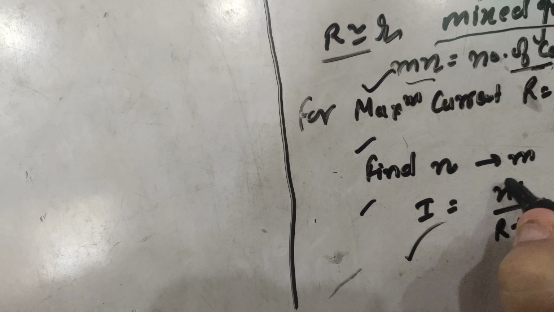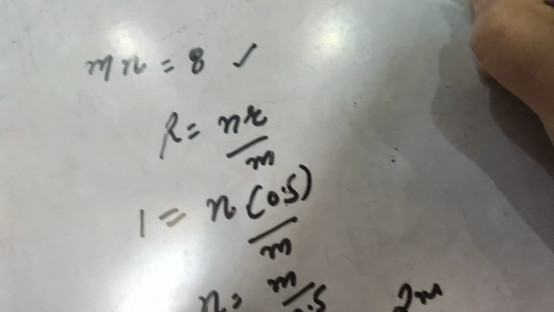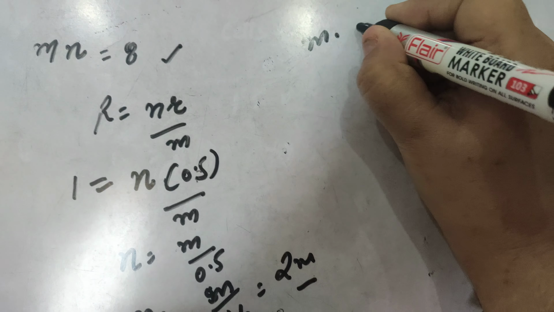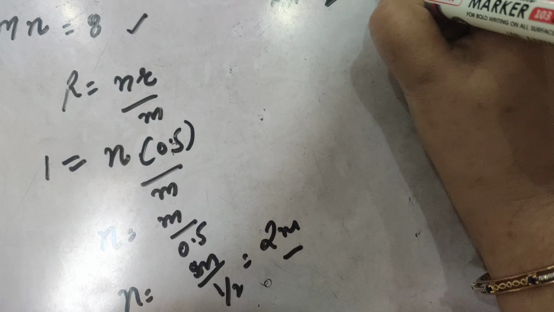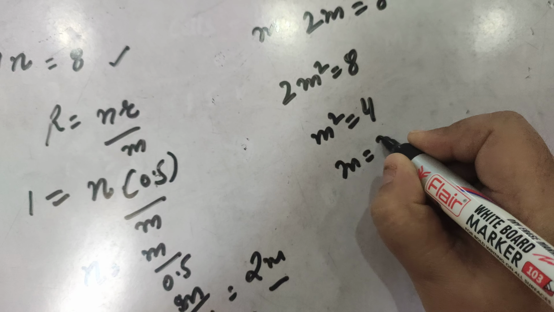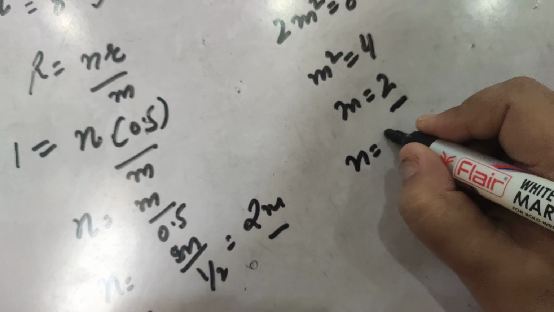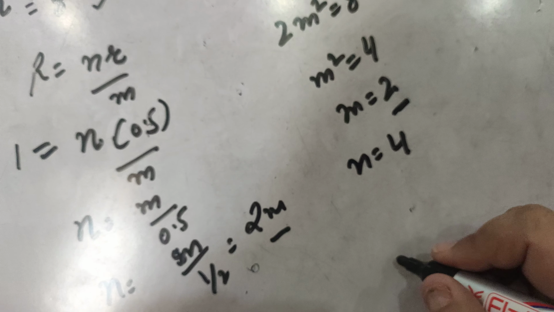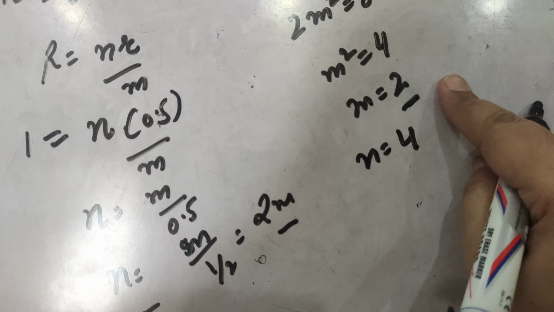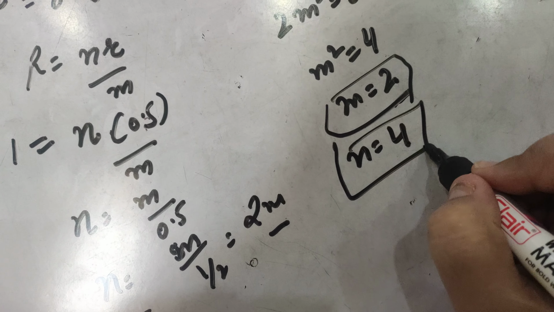The third step is to find n in terms of m and put it in this relation. So m into n, which is 2m, is equal to 8. So 2m squared is equal to 8, m squared is equal to 4, so m is equal to 2. Right? If m is equal to 2, n is equal to 2m, which is 4. Four 2s are 8. Right? So we have calculated m and we have calculated n.